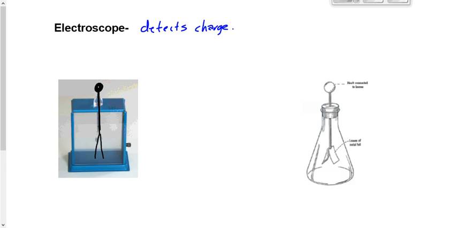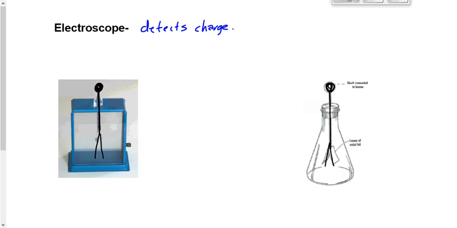Now, you see two different versions of this, basically the same thing, right? Metal ball, rod, two little leaves, just what surrounds it. We like to surround it with something because that keeps air currents away from affecting it. And these leaves are pretty susceptible to air currents because they're so light, so thin.